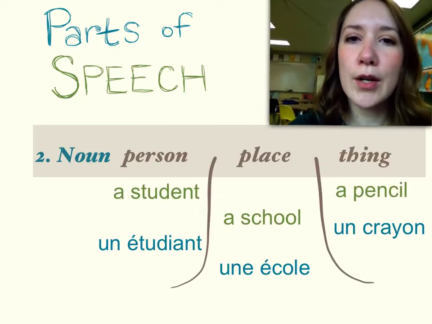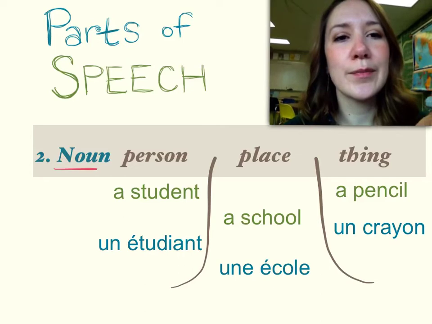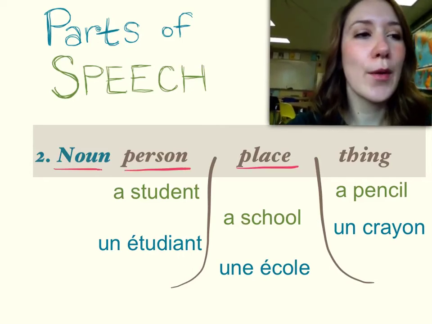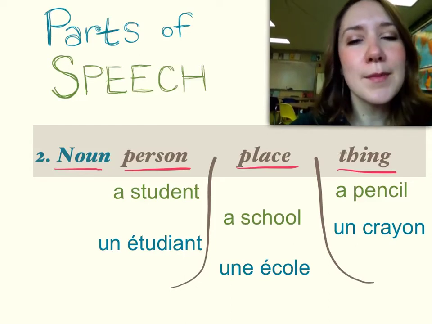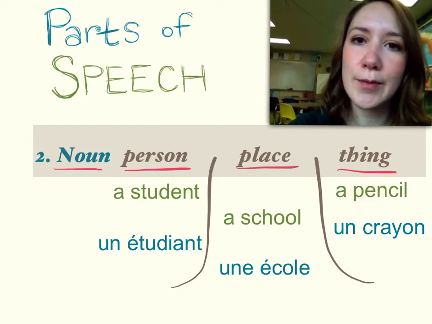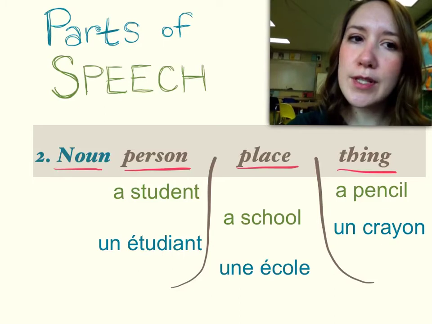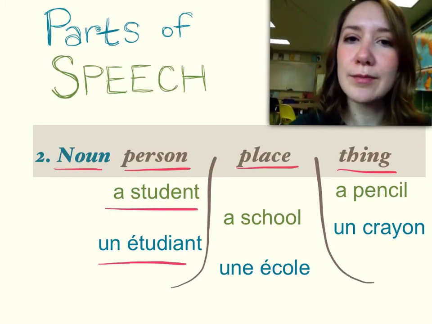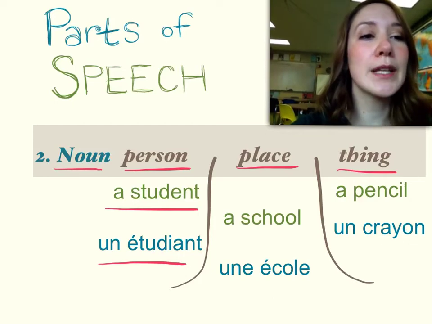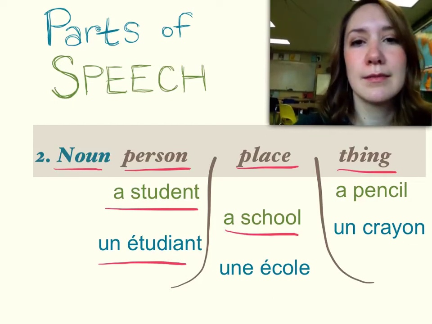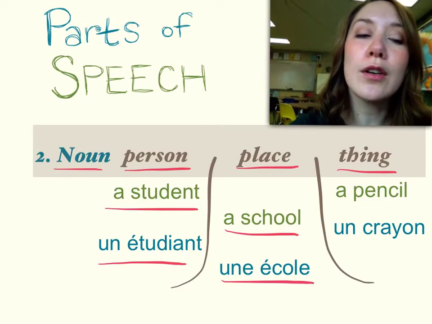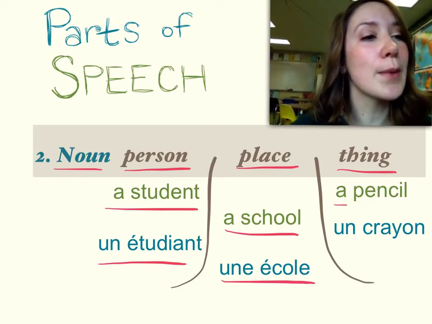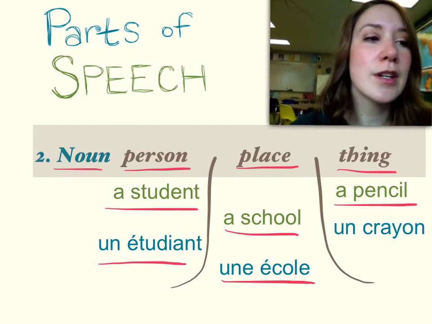The second part of speech is the noun. A noun is a person, a place, or a thing. Sometimes also an idea can be a noun. So an example of a person could be a student. In French, un étudiant. An example of a place could be a school. In French, une école. And an example of a thing could be a pencil. In French, un crayon.